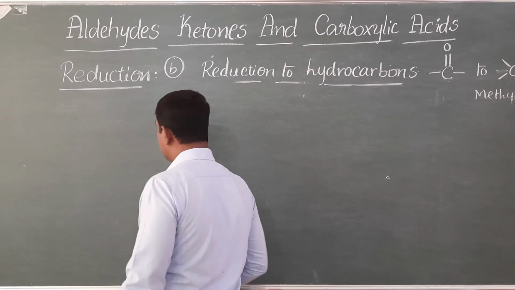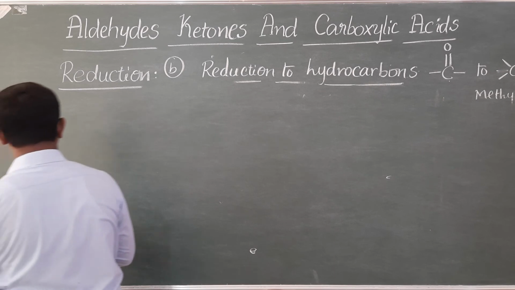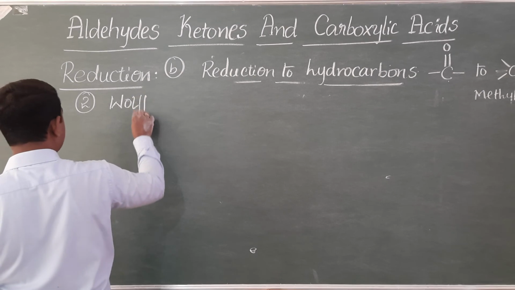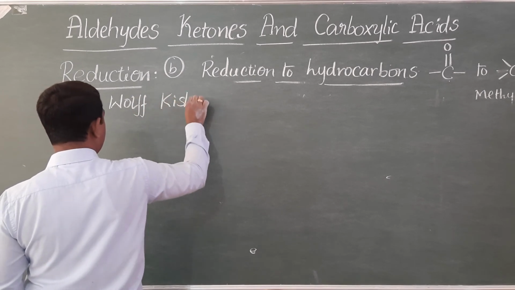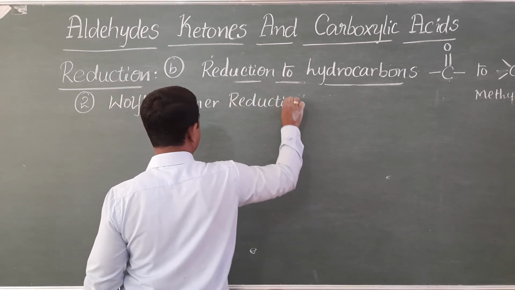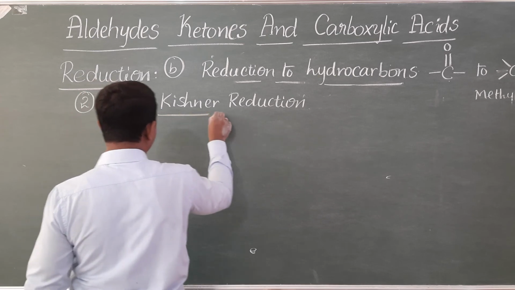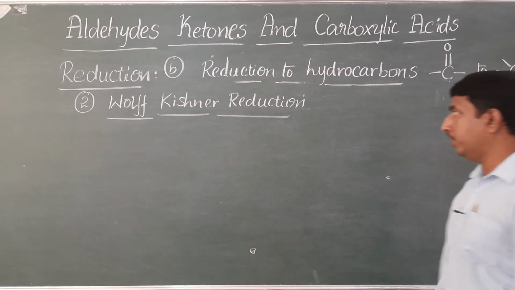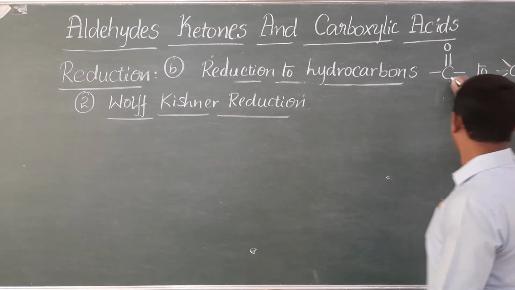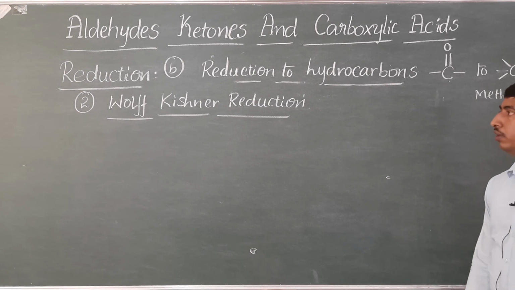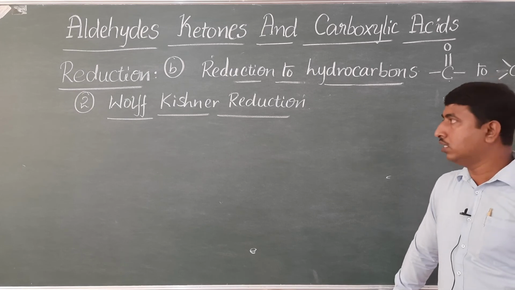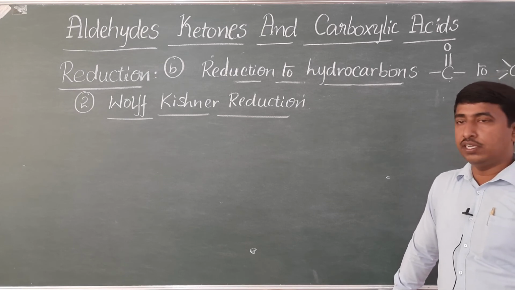Next one, second, it is Wolff-Kishner reduction. First one is Clemmensen's reduction. This is Wolff-Kishner reduction. This reduction is also used for the conversion of carbonyl group to methylene group. So conversion of CO to CH2 is done either by using Clemmensen's reduction or by using Wolff-Kishner reduction.